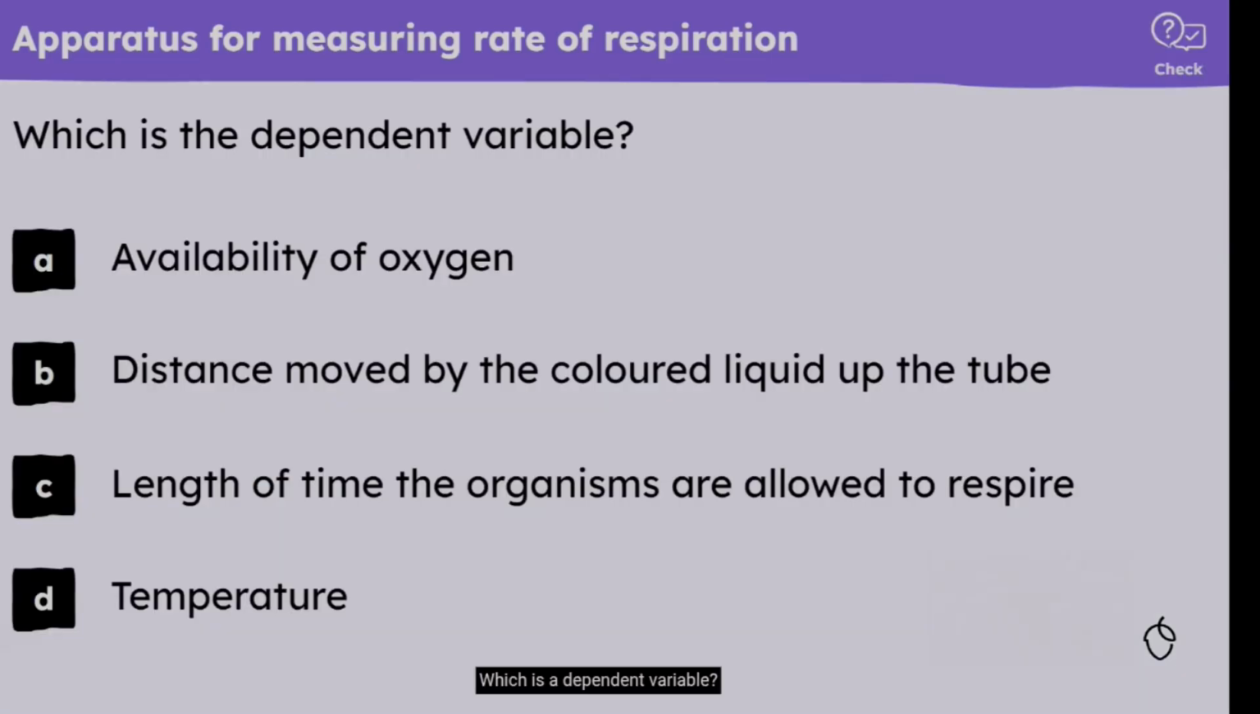Which is a dependent variable? Is it A, availability of oxygen, B, distance moved by the coloured liquid up the tube, C, the length of time that organisms are allowed to respire, or D, the temperature? Take 5 seconds, or if you want some more time to think about it, click pause, click play when you're ready to move on.